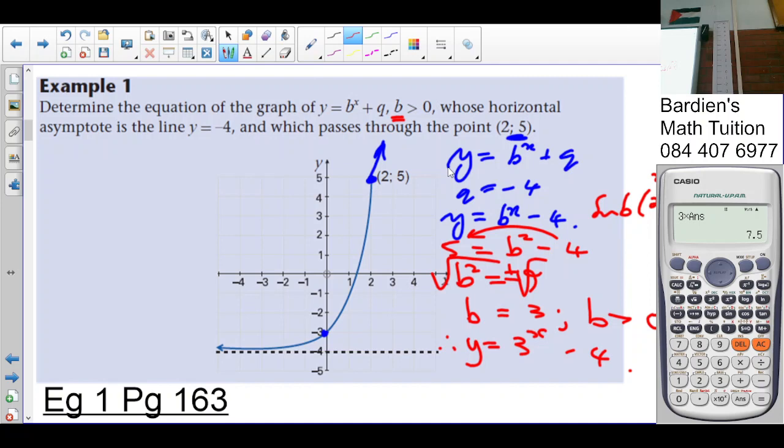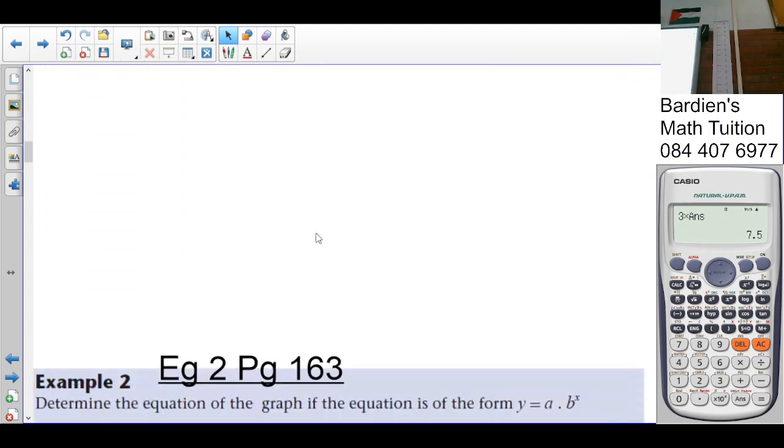You all agree with that? You all okay with that, people? Any confusion? No? Carry on with the lives.